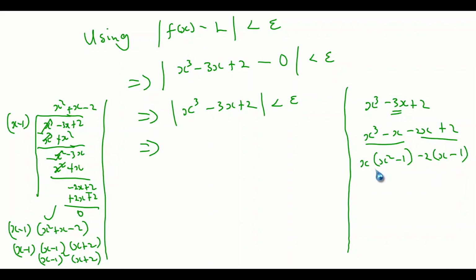But we have x squared minus 1 here and x minus 1 here, so we are not done. But this one is a difference of two squares, because you can write this one as 1 squared. So we can write it as x into x plus 1 into x minus 1, then minus 2 into x minus 1. So we can now factor out x minus 1.